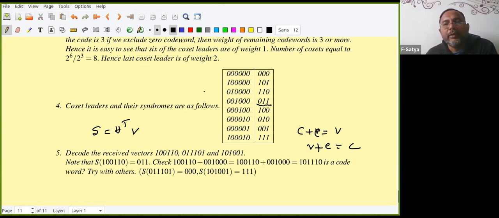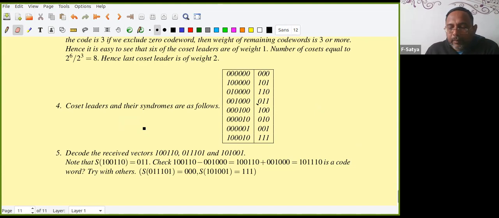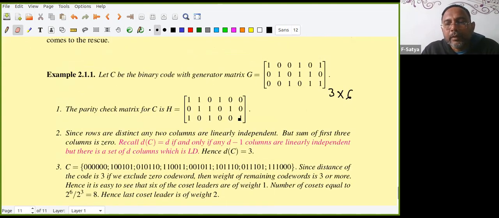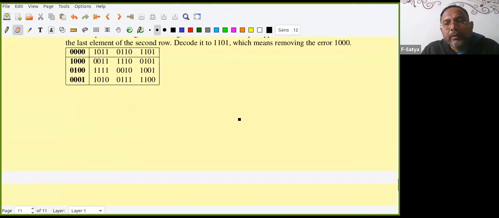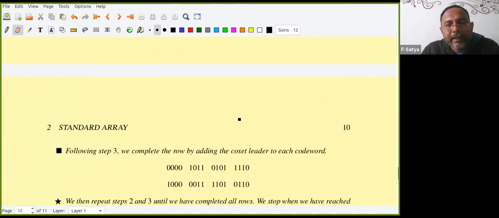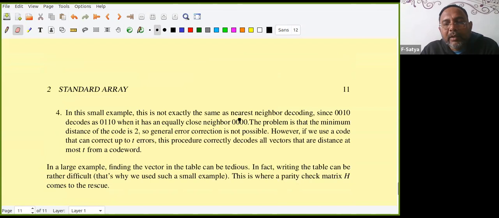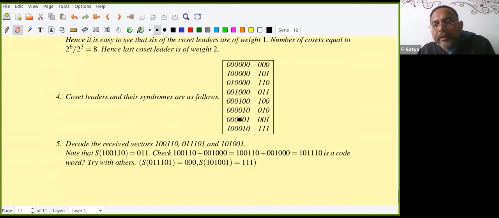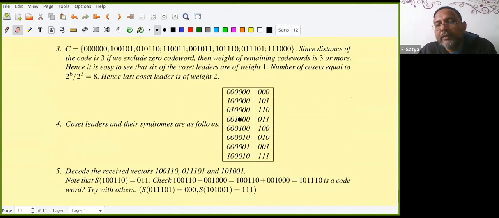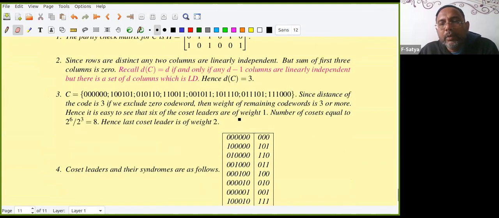I'll stop here. Any questions you can ask now before leaving. Later in the next class, I will tell you this is called the syndrome table. If you are interested, check before coming. These are called syndromes and this is called the syndrome table. I hope you understand coset leaders and the standard array. The syndrome table is not yet defined, but I will define it properly in the next class. These are actually H times V transpose.